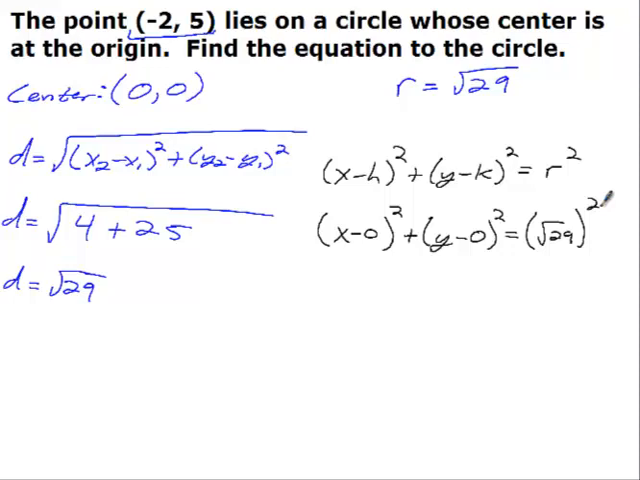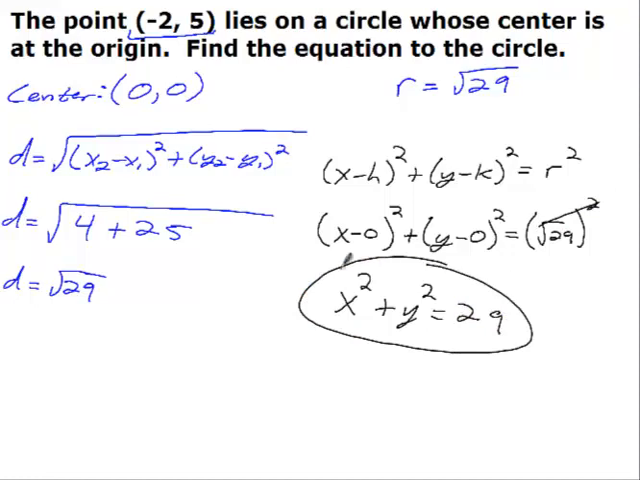So now simplify. What's x minus 0? X. So I get an x squared plus what's y minus 0? Y squared equals what happens when I square square root. They cancel and I get just 29. There's my equation.